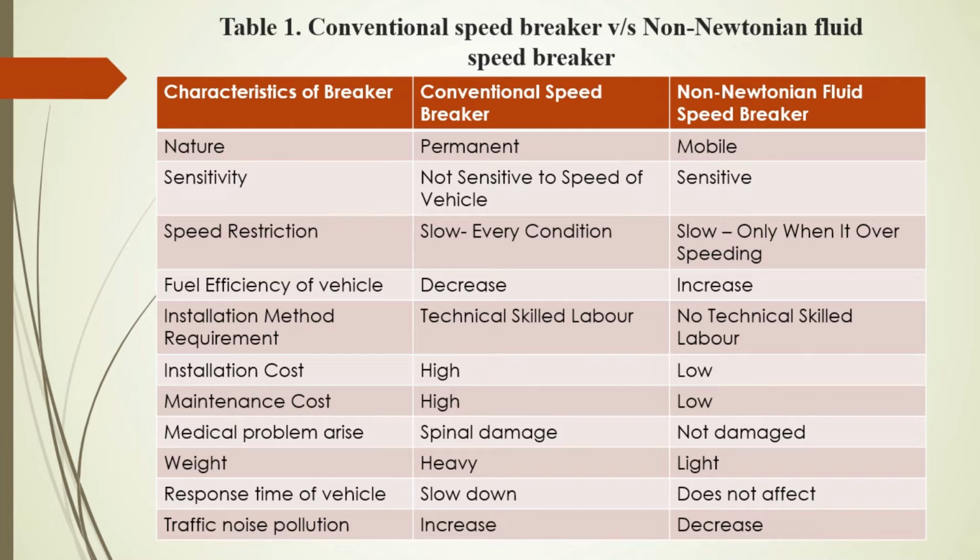Mechanical problems: spinal damage arises with the conventional speed breaker, but there is no damage with the non-Newtonian fluid speed breaker because it behaves like a liquid at normal speed. The weight of the conventional speed breaker is heavy, but the non-Newtonian fluid speed breaker is light. Traffic noise pollution with the conventional speed breaker is more than with the non-Newtonian fluid speed breaker.